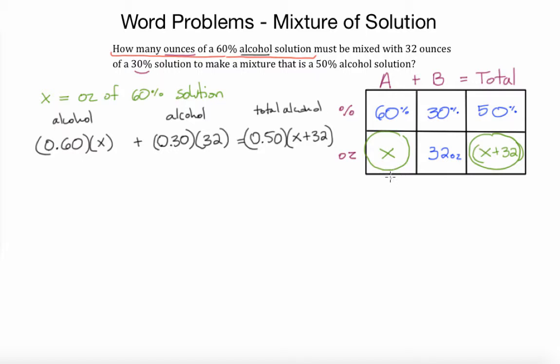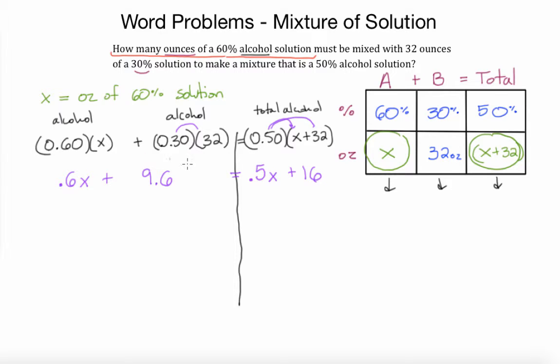Again, hopefully it helps you see why this chart is helpful, because you can see which percents and expressions all go together in my equation. All right, let's solve this thing out now. I'm going to rewrite it a little bit friendlier. So 0.6x plus, let's multiply these together, 0.30 times 32 is going to be 9.6, has to equal, you distribute the 0.50, 0.5 times x plus, and distribute the 0.5 times 32 gives me 16.